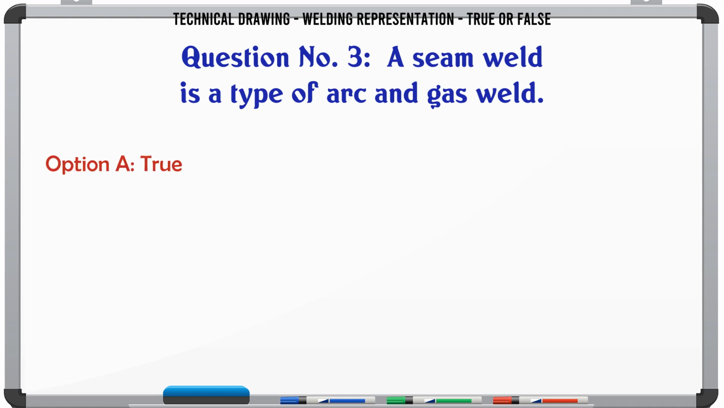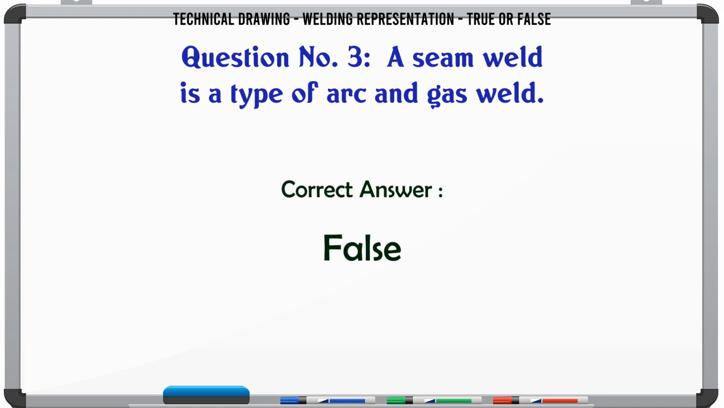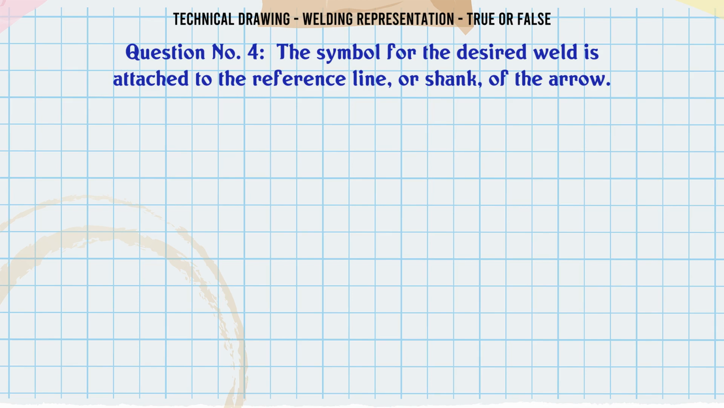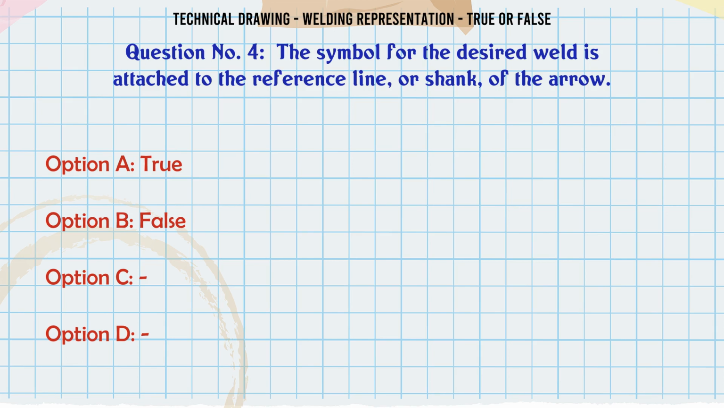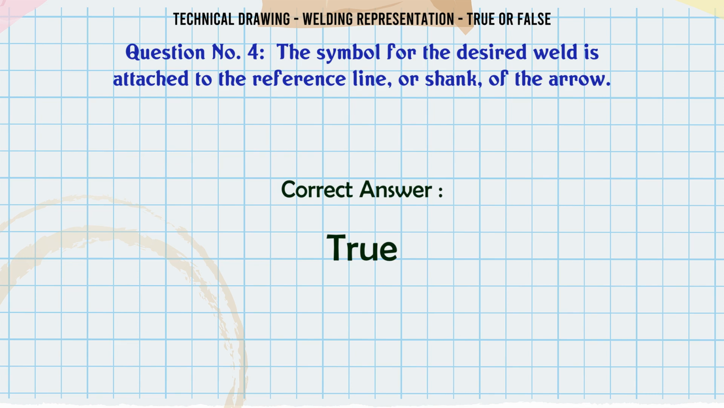A seam weld is a type of arc and gas weld. True or false? The correct answer is false. The symbol for the desired weld is attached to the reference line or shank of the arrow. True or false? The correct answer is true.